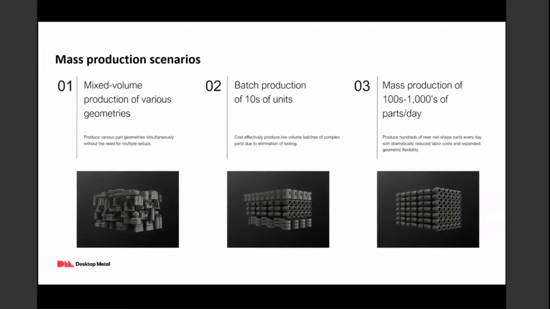So you could do mixed volume of onesie-twosies, but a whole bunch of them. You can do batch production, a few different parts, or you can do mass production of hundreds of parts once you kind of zero in on the design. So if you think about the life cycle of a part, you need to make a few, then you need to make a pilot run, and then mass production, and then aftermarket. The shop system actually allows you to follow that entire curve.